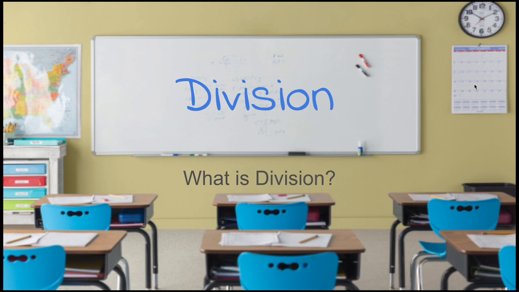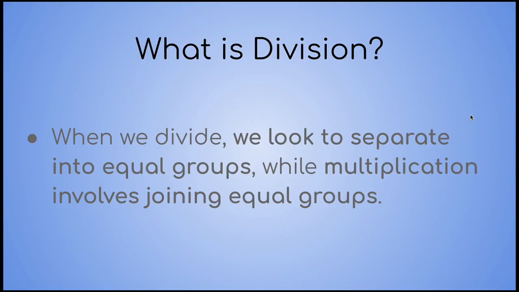All right, so let's talk division. What is division? Before we can really do division and understand division, we got to know all of the moving pieces that are involved when we are dividing. So first of all, what is division? Division is pretty much when we divide, we look to separate things into equal groups. Now, multiplication, on the other hand, involves joining those groups together. So we are going to focus on the dividing side where we are separating into equal groups. And that word equal is very important, okay?